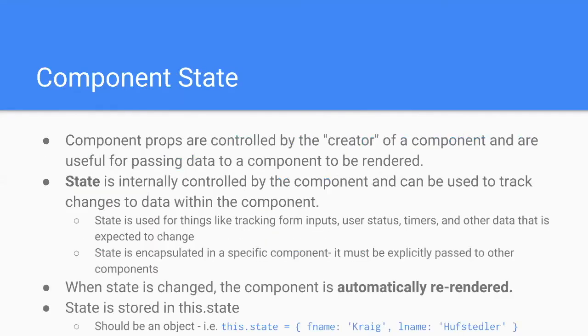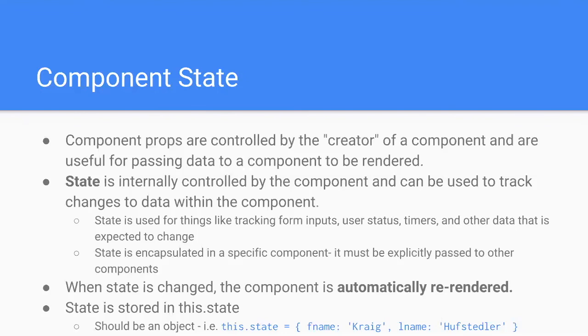So state is internally controlled by the component. It can be used to track changes to data within the component. So props are what we use when we need to pass data from one component to another. And state is what we use internally within the component to track the data and track the changes inside of the component. So we use state for things like form inputs, user status, if the user is logged in or we're viewing a certain user, timers, or other data that's expected to change. So anything that we need to track changes of, we save in state.